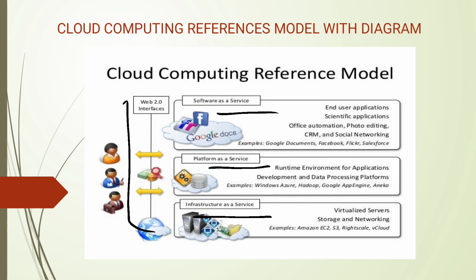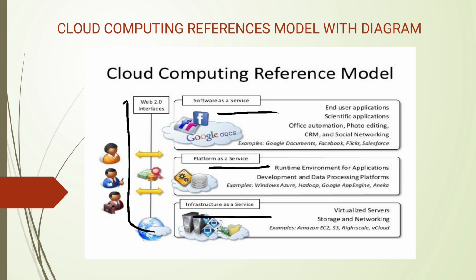Software as a service is used in end user applications, scientific applications, office automation, photo editing, CRM, and social networking. For example, Google Docs, Facebook, Flickr, and Salesforce.